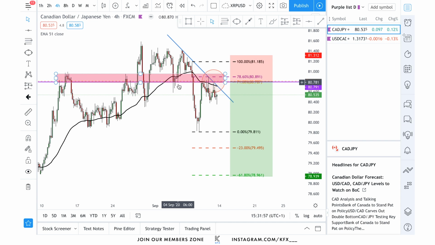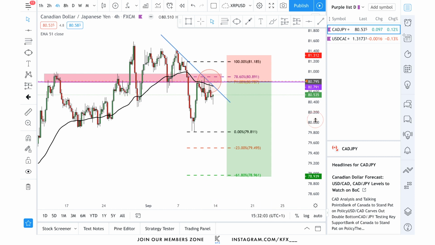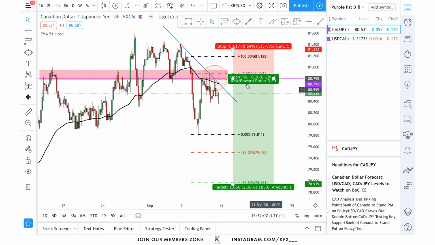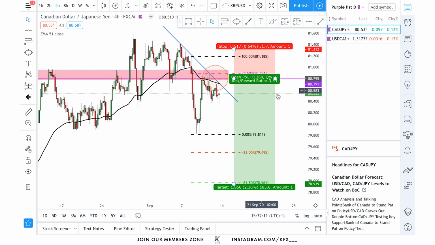Structure as well, because look, previous support, now acting as resistance. This was support, broken, now acting as resistance. So all those confluences for us to take a trade here. So this is looking really nice. It's a 3.5 ratio and a 185 pip move to the downside.